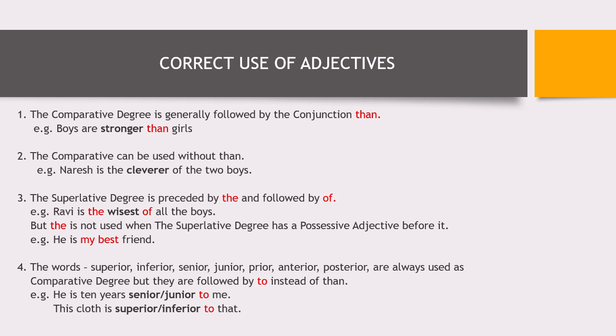4. The words superior, inferior, senior, junior, prior, anterior, posterior are always used as comparative degree, but they are followed by to instead of than. For example, he is 10 years senior or junior to me. This cloth is superior or inferior to that.